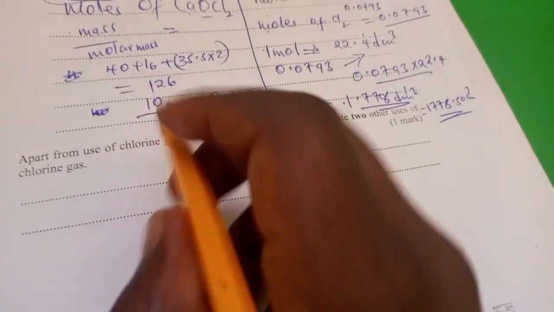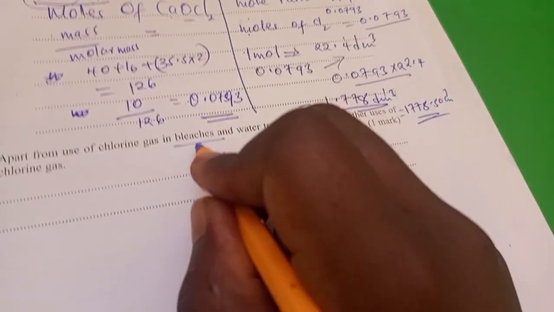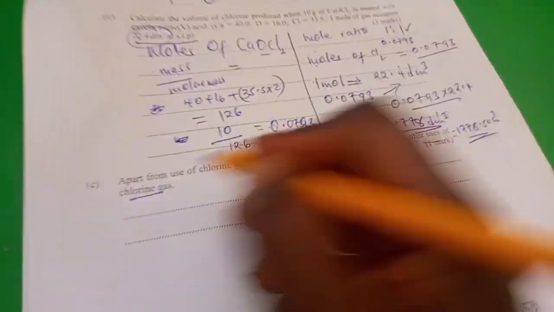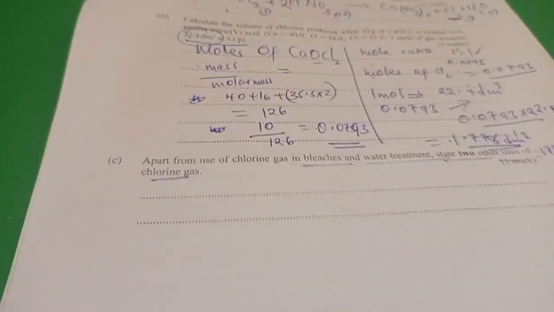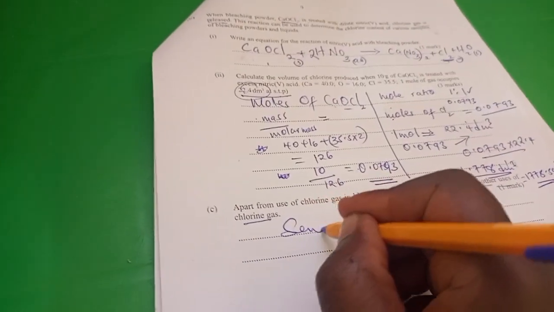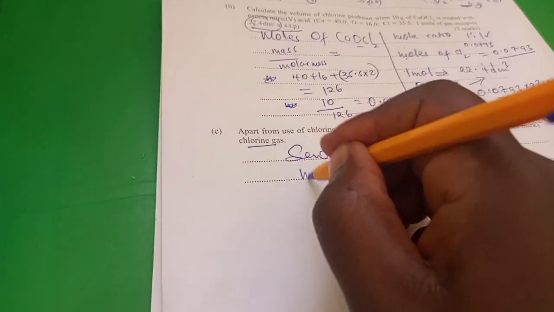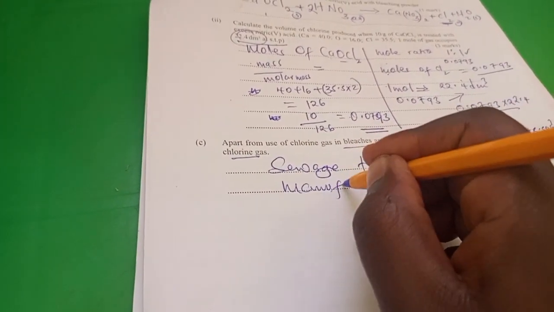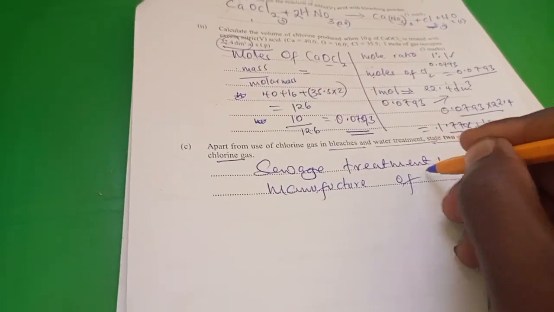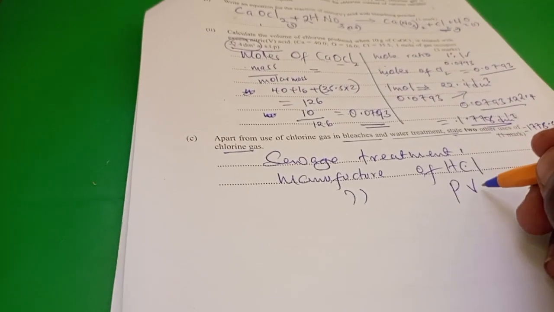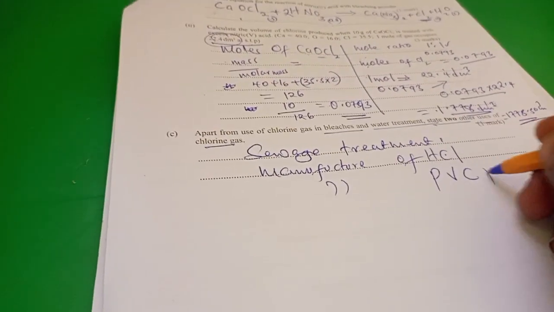Apart from use of chlorine in bleaches and water treatment, state 2 other uses of chlorine gas. So it is used in sewage treatment. It is also used in the manufacture of hydrochloric acid. It is also used in the manufacture of PVC polymers.